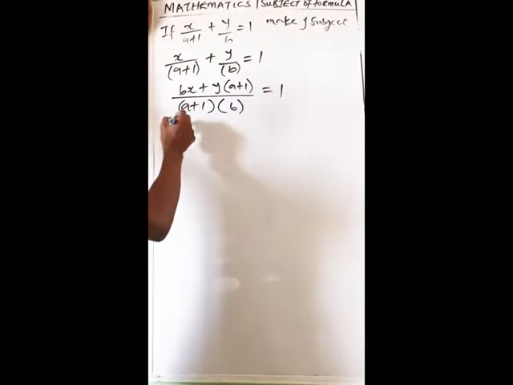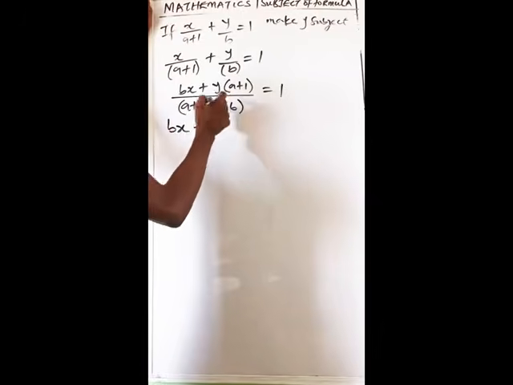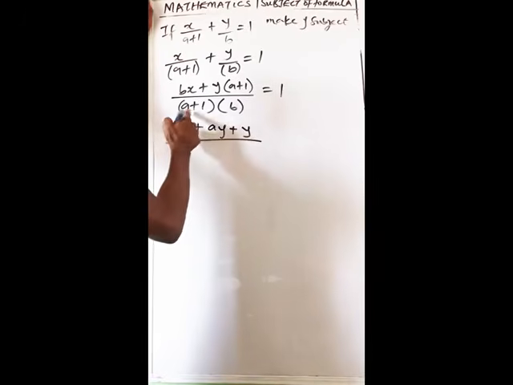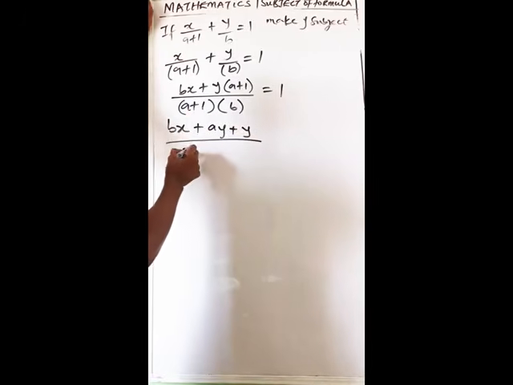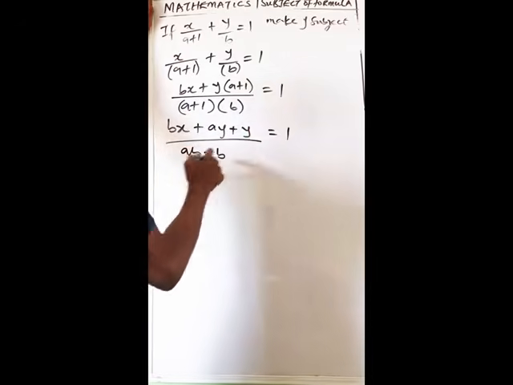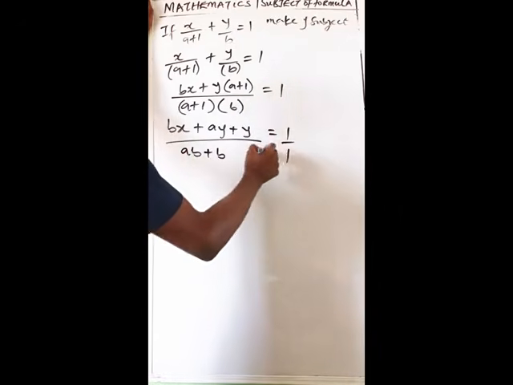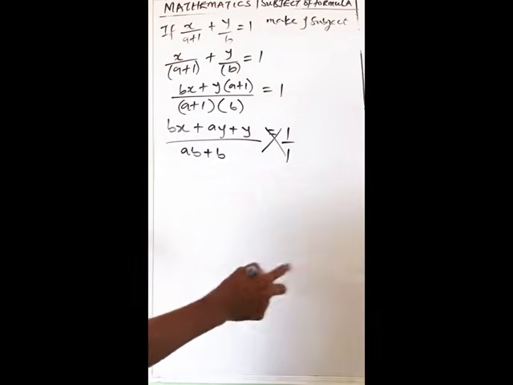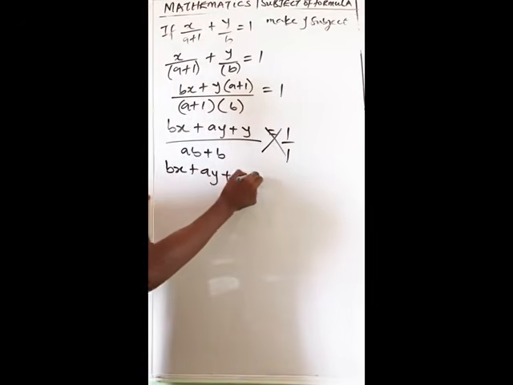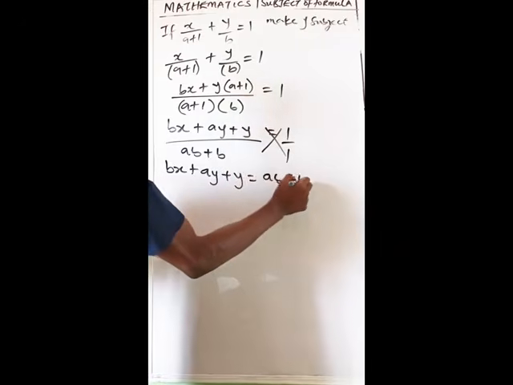So if we open this bracket, bx plus ay plus y all over, if we open this bracket, ab plus b all equal to 1, ab plus b equal 1. So we cross multiply to linearize it. So that's going to be bx plus ay plus y equals to ab plus b.